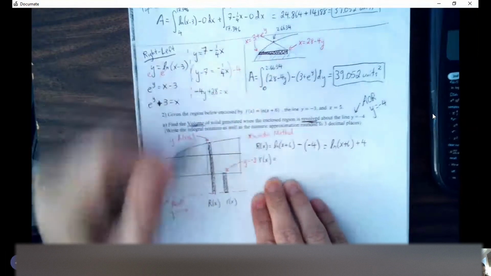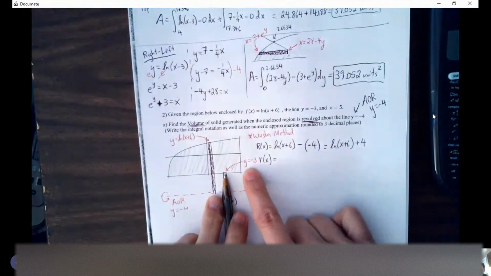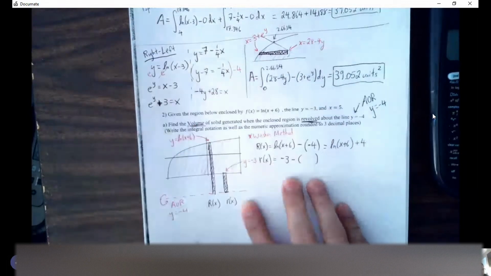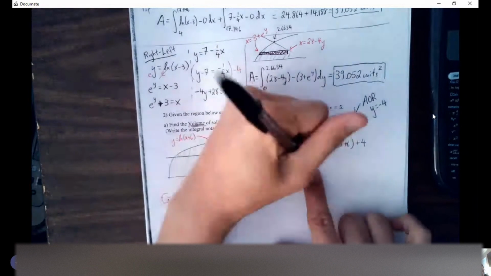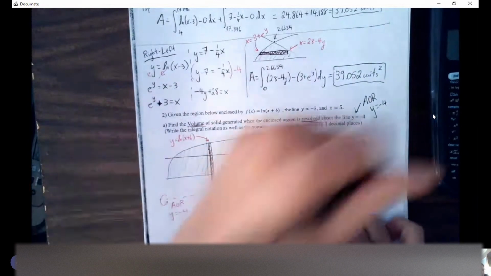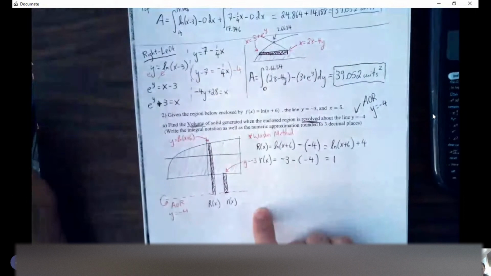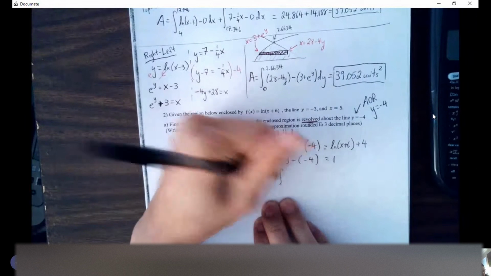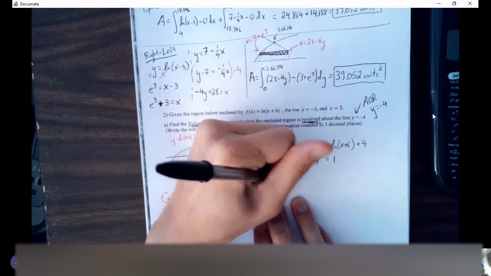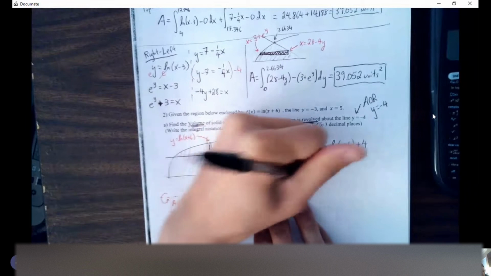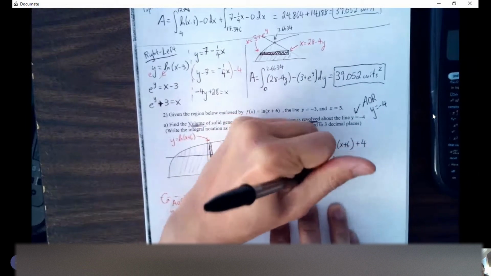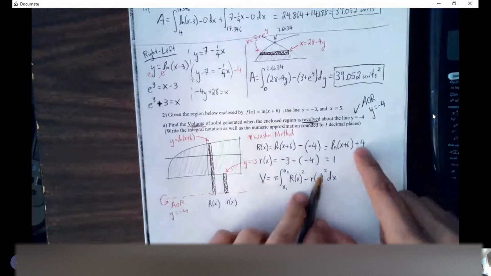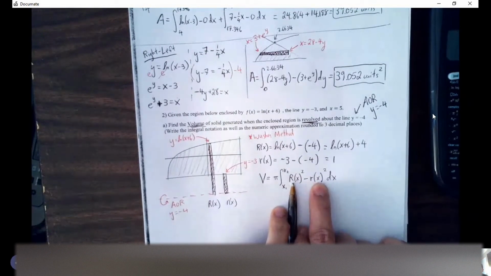Little radius, top minus bottom. Top is sitting at the negative 3. Bottom is sitting at negative 4. So negative 3 minus parentheses, negative 4. Two negatives become positive. 4 minus 3 is 1. Okay, here's our formula we're using. So we know big R and little r will get inserted into our formula.